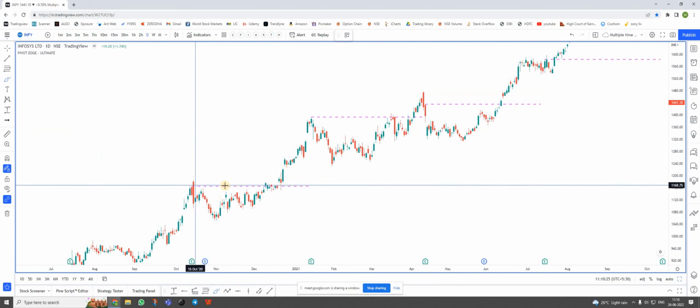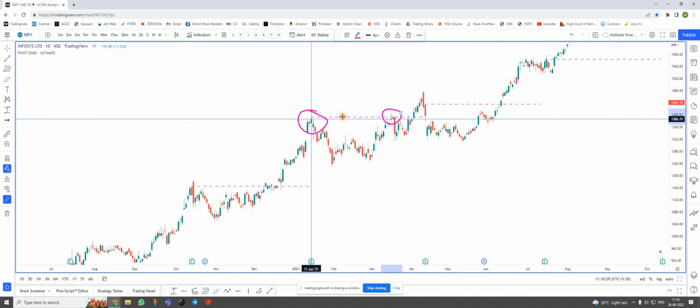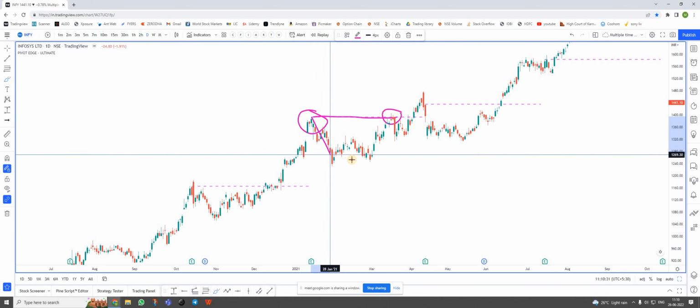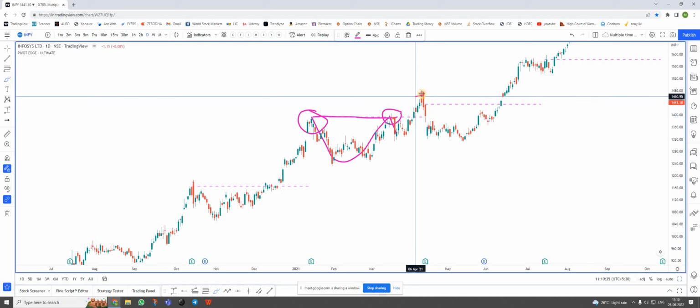Now you see here, this will act as a strong resistance line, the earning. Whenever the price goes down, again it will come back to the earning, then again some sell off, profit booking. Here it will come towards the earning line.